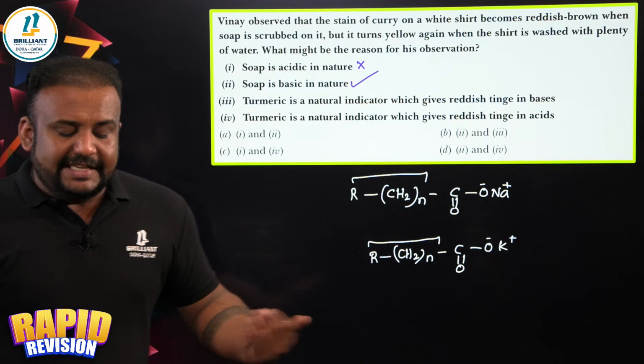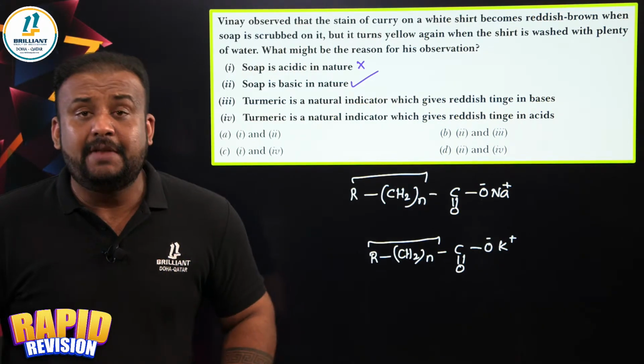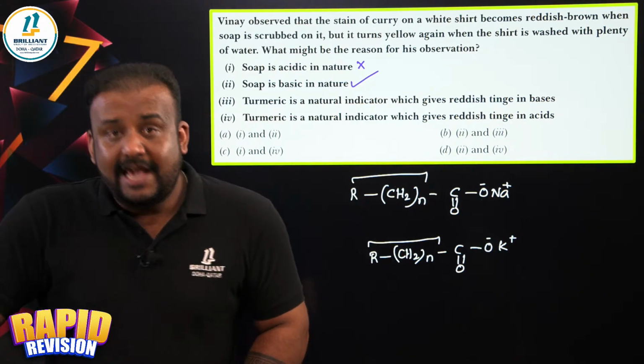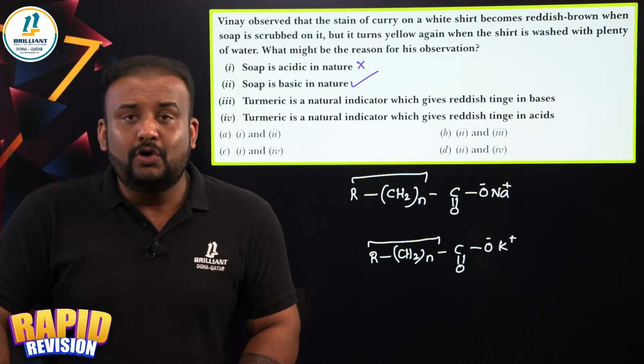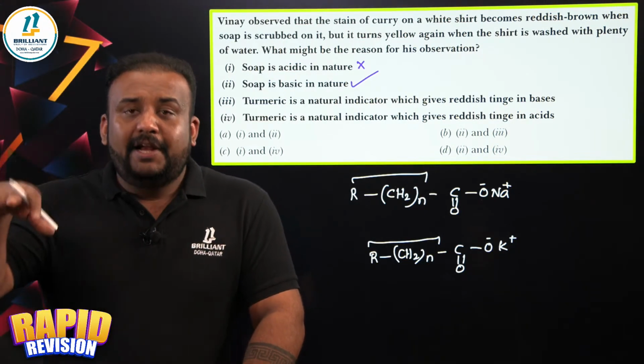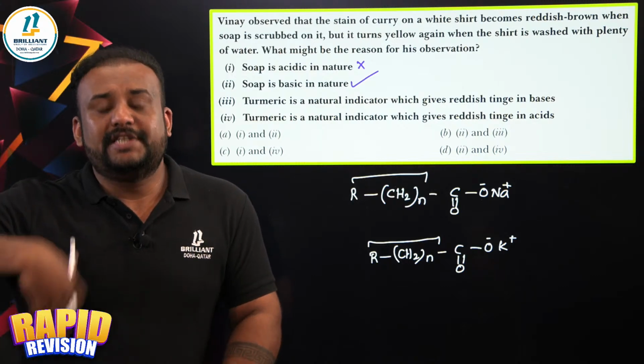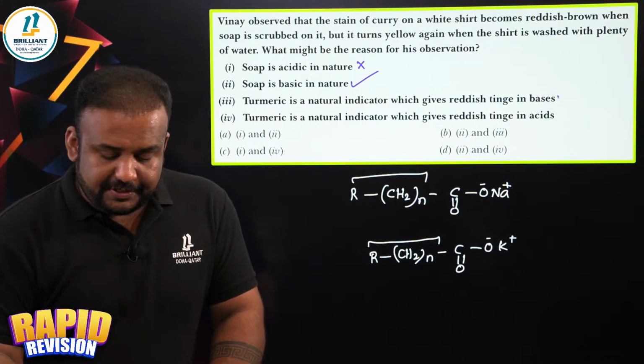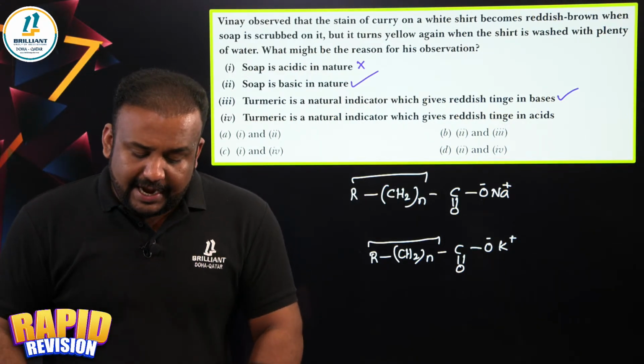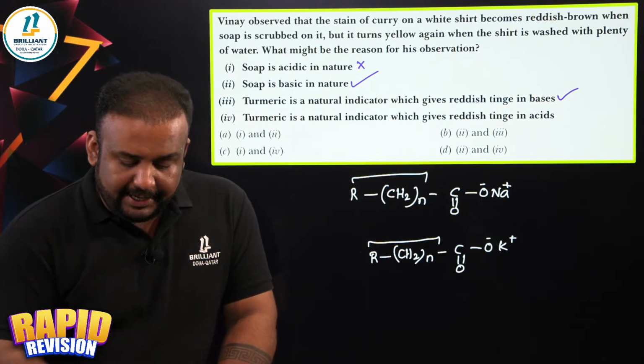Now, turmeric is a natural indicator which gives reddish tinge in bases. Yes, that's the reason why, when you apply soap on a turmeric stain, the yellow color changes into a reddish tinge. So the correct answer is 2 and 3.